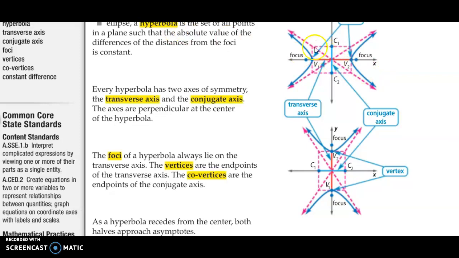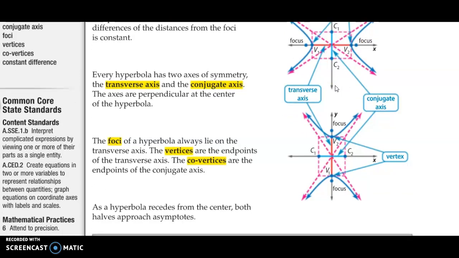And we're going to have a couple asymptotes on each one. So again, that's a line where the graph is going to approach but never cross. And the foci and some vertices. The vertices are going to be where they start turning around. And the other big one that I want you to know is the transverse axis. The transverse axis is the distance between the two vertices.